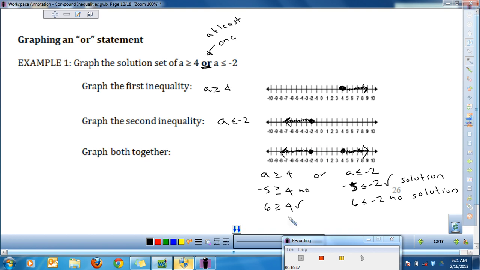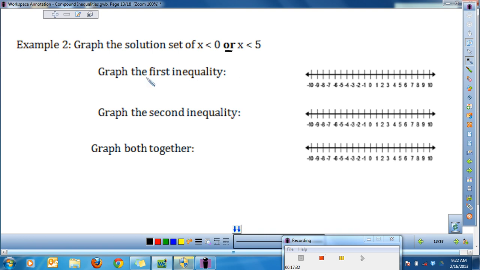Now, any number that falls outside will not work. So let's pick a number like 1. Is 1 greater than or equal to 4? That's false. No. Is 1 less than or equal to negative 2? No. These numbers don't work because they both fall outside of either of the inequalities, so this is not a solution. Now, when we did and inequalities, we wrote it as a compound inequality with x in the middle. Or inequalities will not be written like that. We're always going to write them separate.